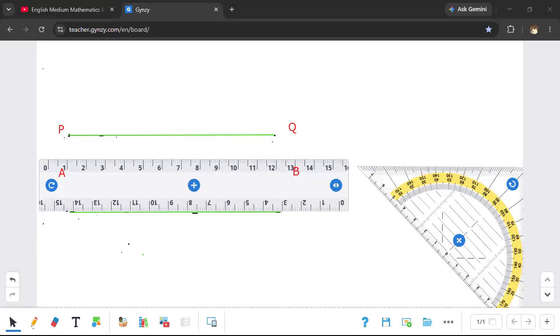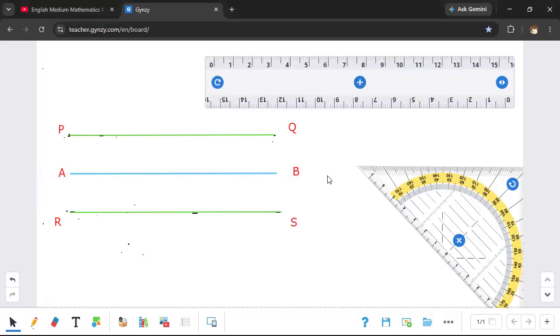Then name it. Label PQ, and here R and here S. Then remove the ruler. Okay. Super.